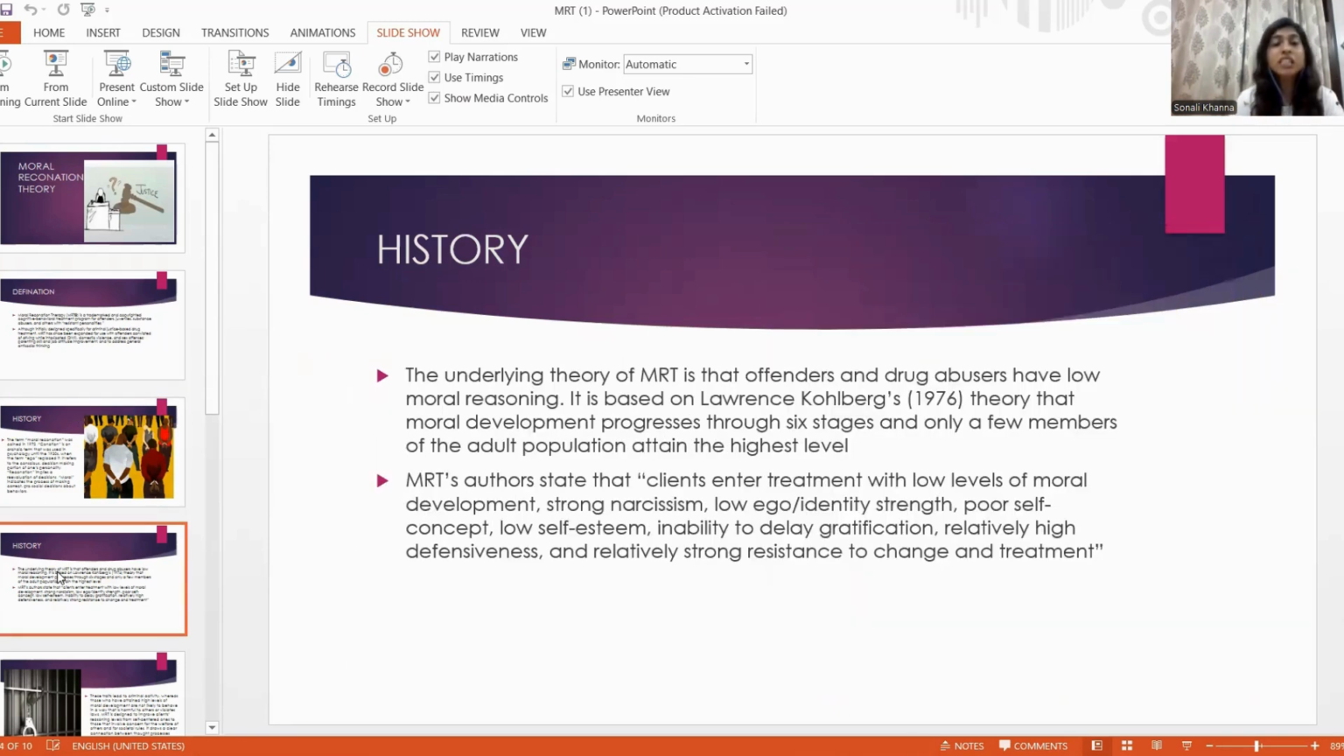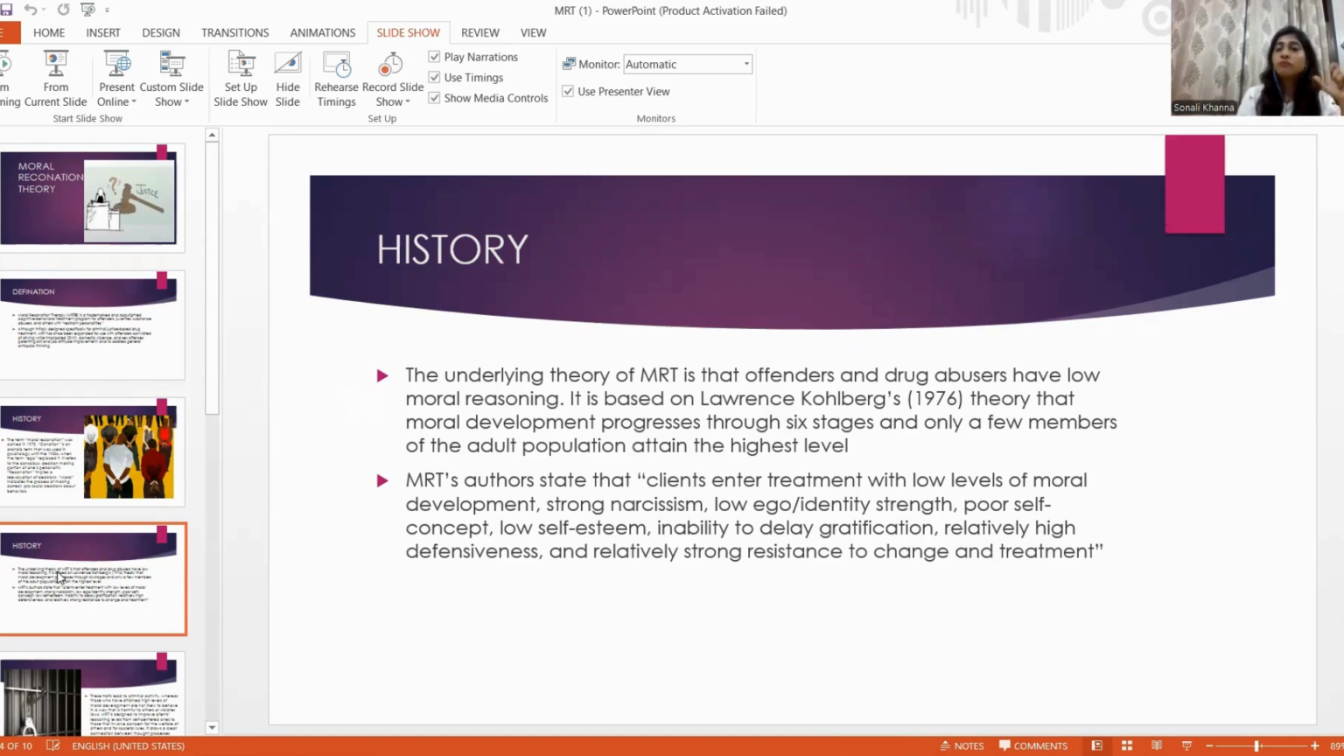Continuing with some more history. The underlying theory of MRT is that offenders and drug abusers have low moral reasoning. It is based on Lawrence Kohlberg's 1976 theory that moral development progresses through 6 stages and only a few members of the adult population attain the highest level. MRT's authors state that clients enter treatment with a low level of moral development, strong narcissism, low ego identity strength, poor self-concept, low self-esteem, inability to delay gratification, relatively high defensiveness, and relatively strong resistance to change and treatment.